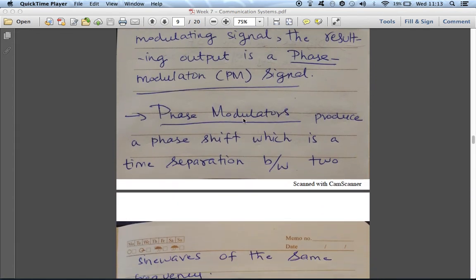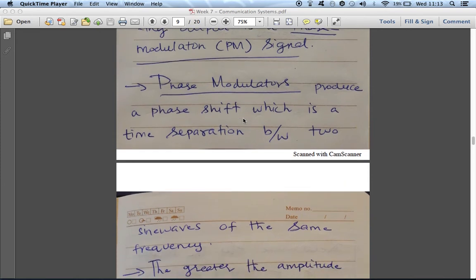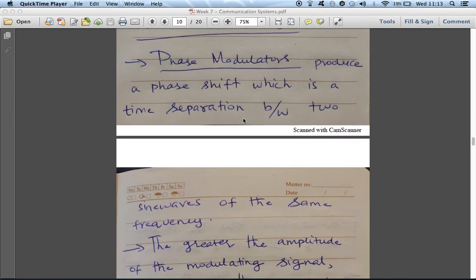Phase modulators are the devices which are used to produce phase modulation and a phase shift in the signal, which is basically a time separation between two signals of the same sine wave frequencies.